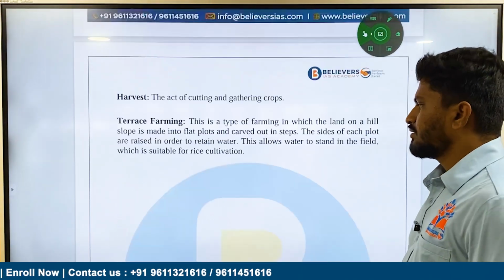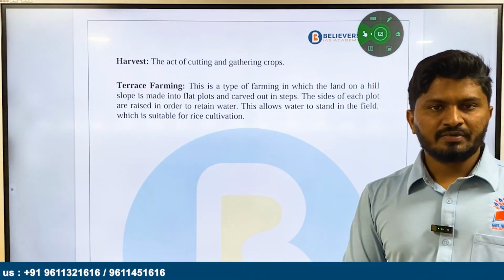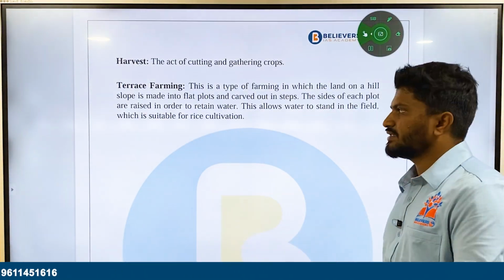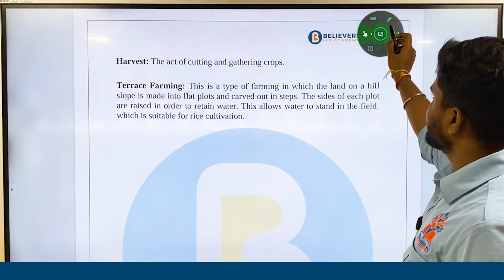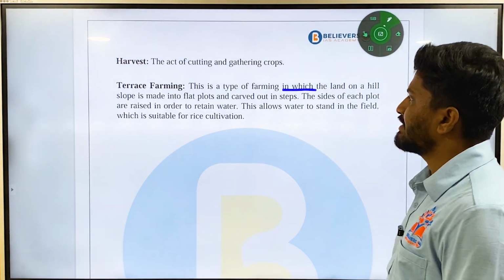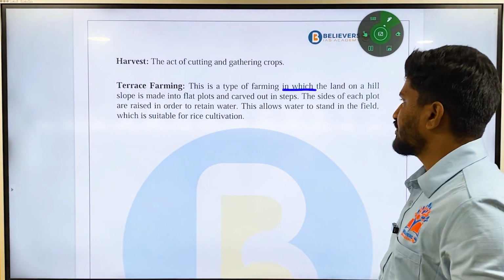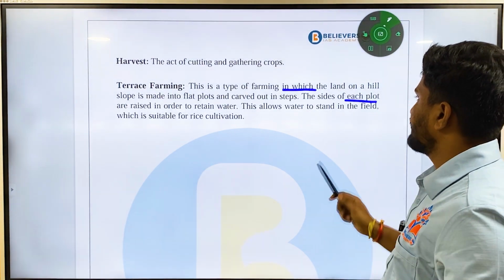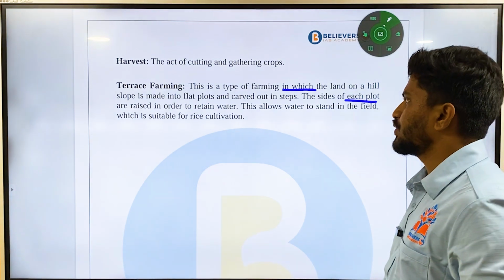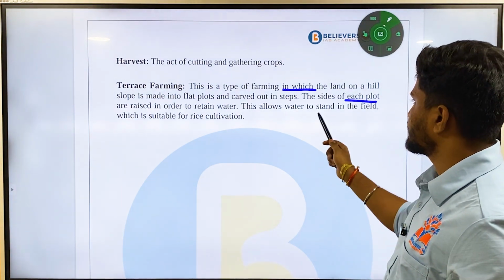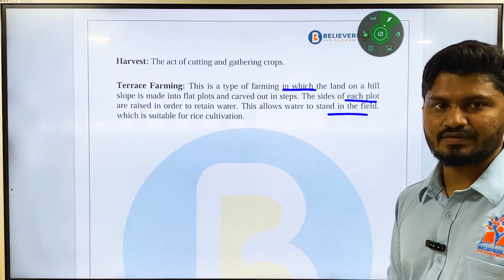Then there is another type of farming which is called terrace farming. They just mentioned it. Terrace farming is a type of farming in which land on the hill slope is made into flat tops and carved out into steps. The sides of each plot are raised in order to retain water. This allows water to stand in the field, which is suitable for rice cultivation.